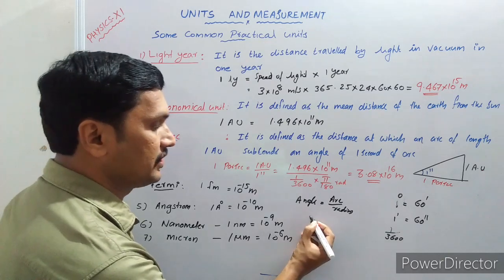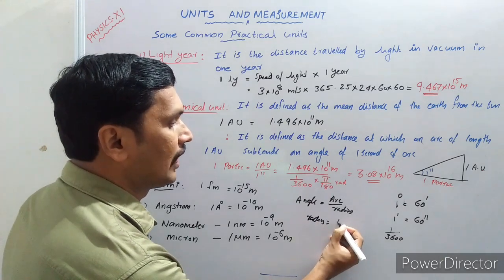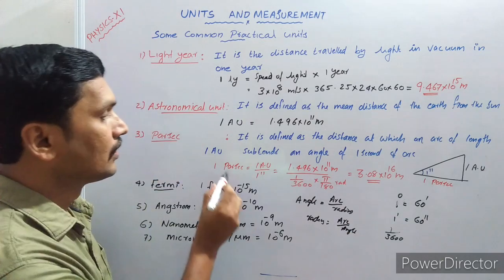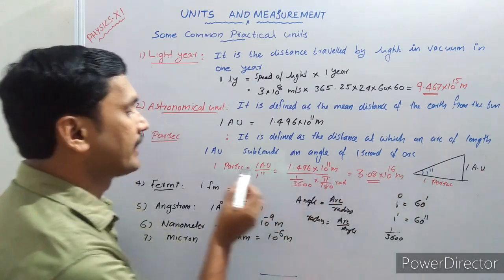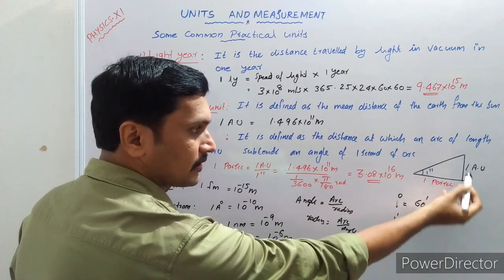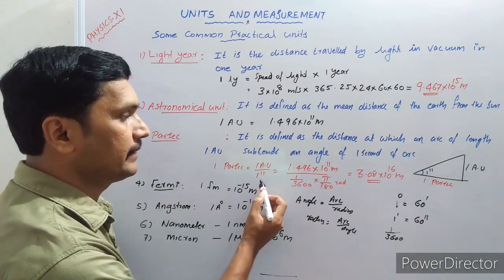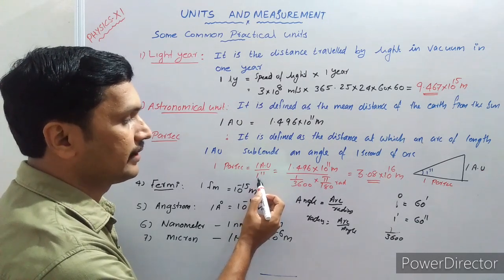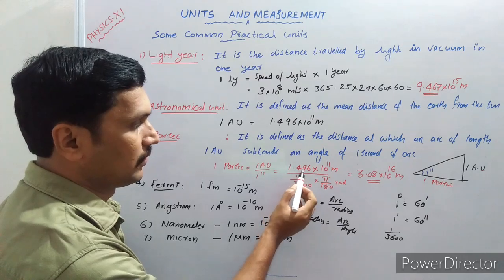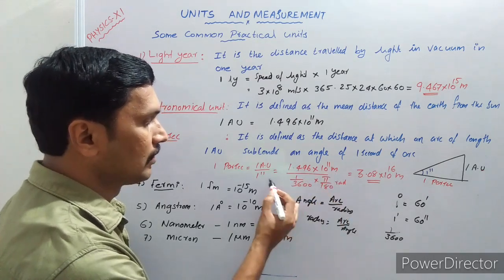So the radius is equal to arc by angle. Radius is actually 1 parsec. 1 parsec is equal to the arc. The length of this arc is equal to 1 astronomical unit, divided by the angle. What is the angle? 1 second. That is 1 astronomical unit, 1.496 into 10 raised to 11 meter, divided by 1 second.